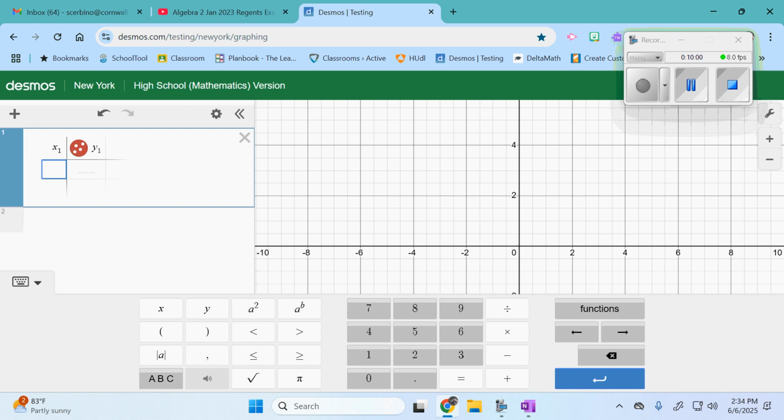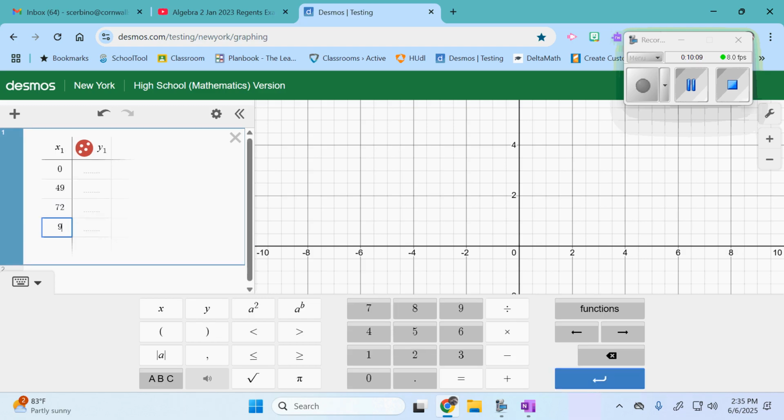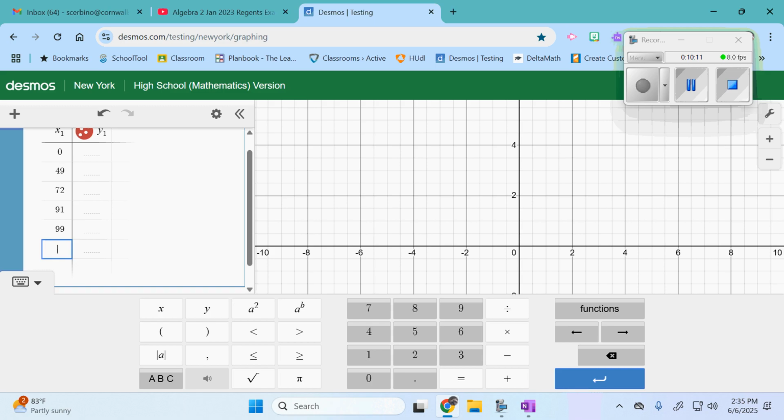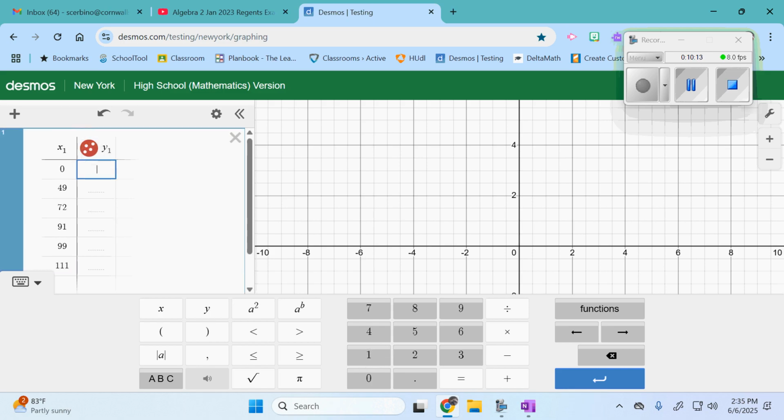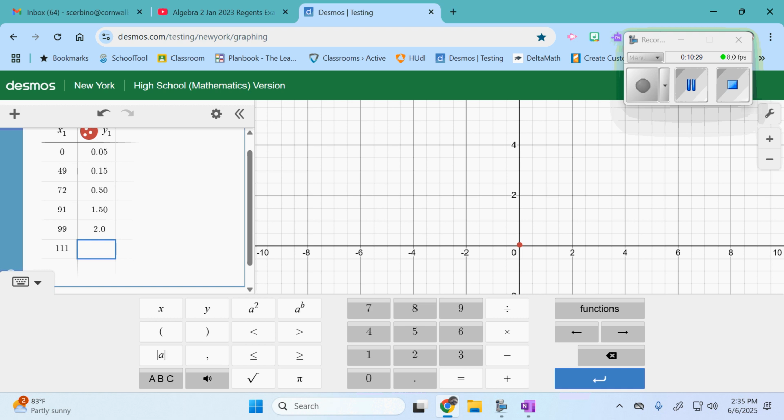And in X1, we're going to put in all of those years. So we're going to put in 0, 49, 72, 91, 99, and 11. And then if we look at our fares, we have 5 cents, 15 cents, 50 cents, $1.50, $2, and $2.75.